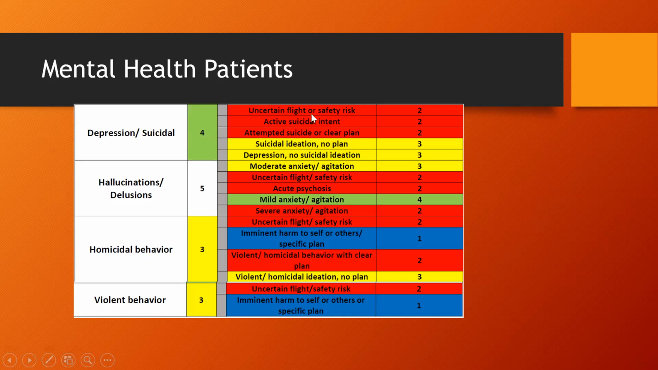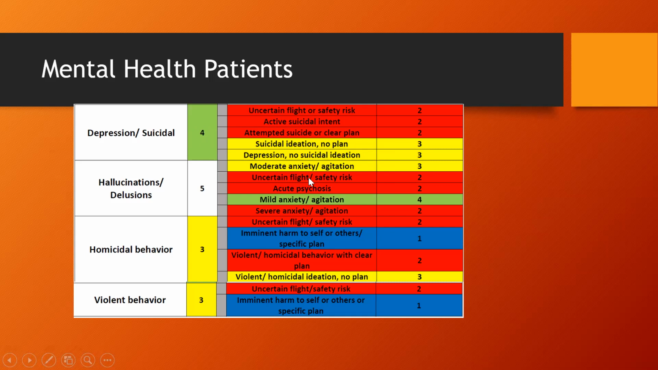However, if they have an uncertain flight risk, active suicide intent, or they have a clear plan, that makes them a 2. If they have no plan, have ideation or no suicidal ideation, or are moderately anxious, that can make them a 3. So just depression, suicidal, occasionally we still get them upcoded as a CTAS 4 that end up maybe escalating. Hallucinations, delusions, a base is 5, which is insane, but they really quickly jump up to be a CTAS 2. So are they an uncertain flight risk?